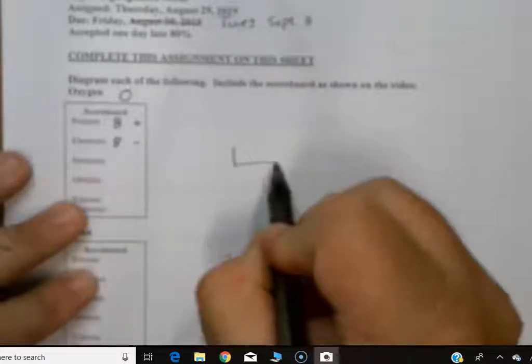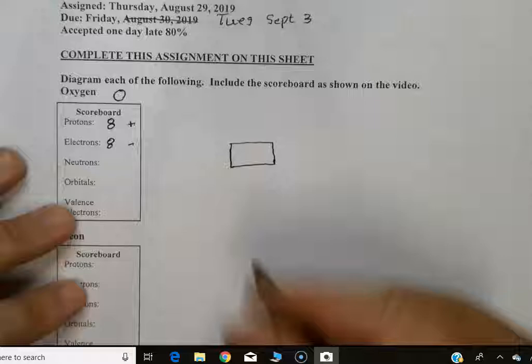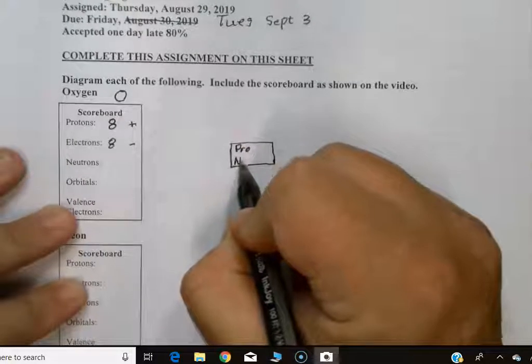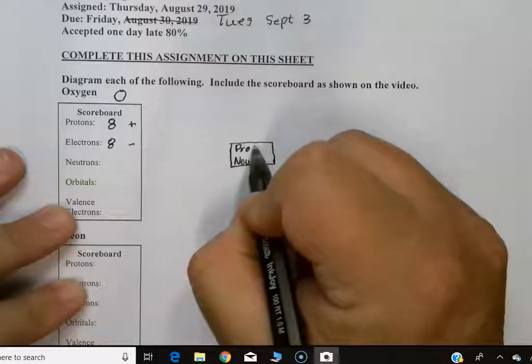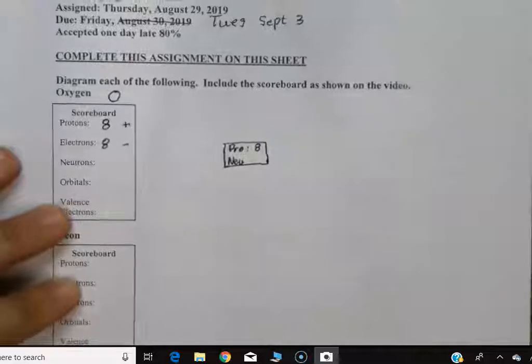Let's go ahead and draw the nucleus. I draw it as a rectangle so as not to confuse it with the orbitals. So you can do a little better on the focus there. Okay, so we've got protons up here and neutrons here. And we have 8 protons, and now we're going to figure out how many neutrons we have.